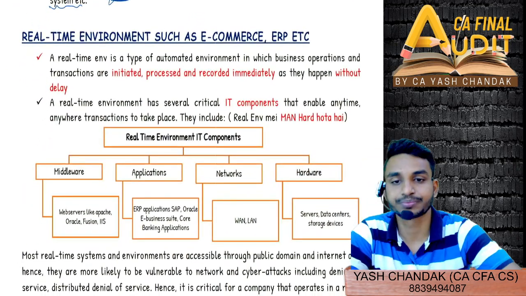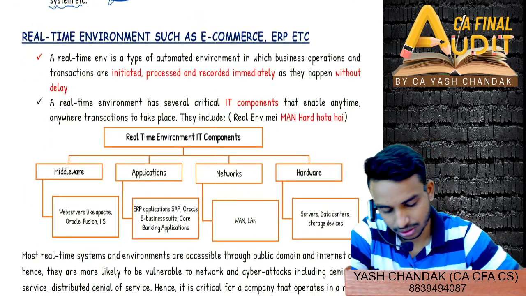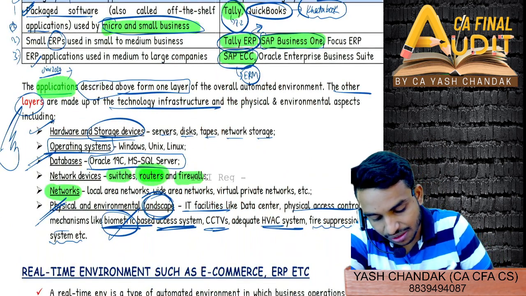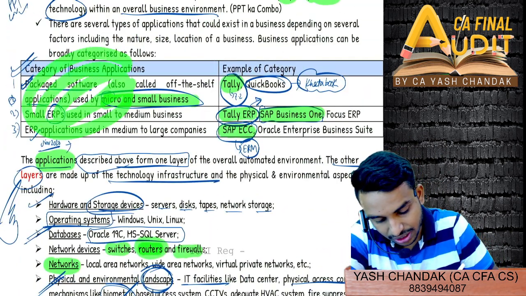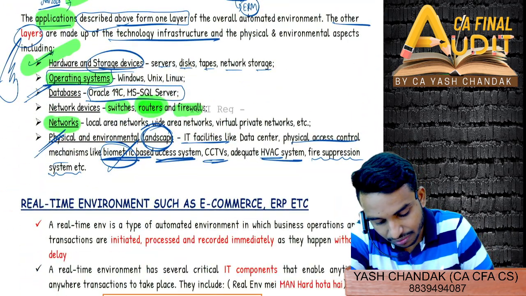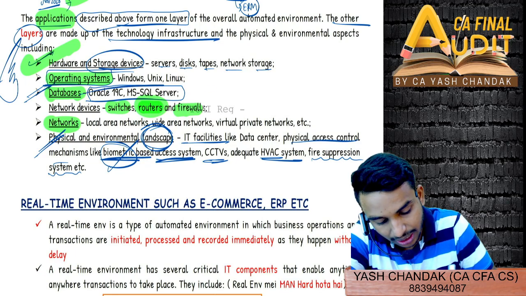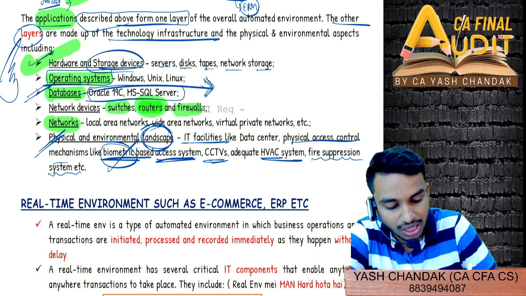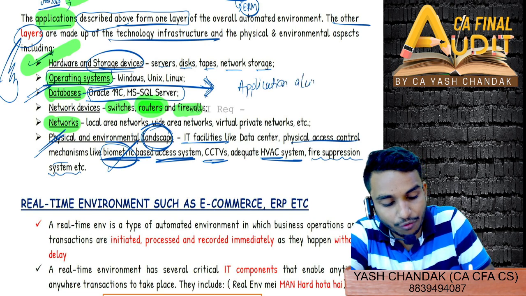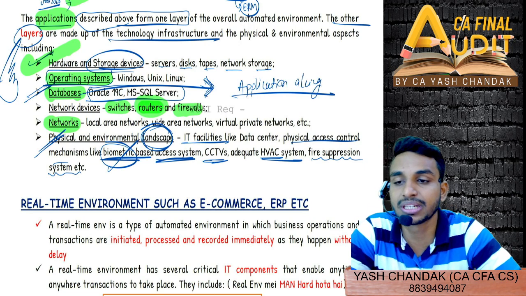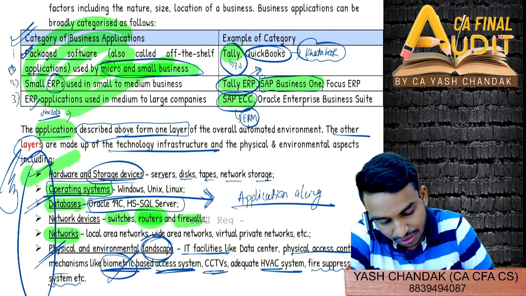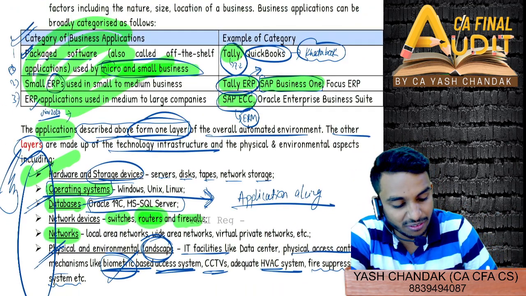Sir, the first line, what does it mean? The applications described above, the three applications at the top, are also one layer. Just like hardware is one layer, operating system is one layer, database is one layer. Now a database application is also an application software. Similarly, application software like accounting applications is also one layer of the automated environment. It's just one layer. Other layers are all these. They are saying that the applications described above form one layer of the overall automated environment.